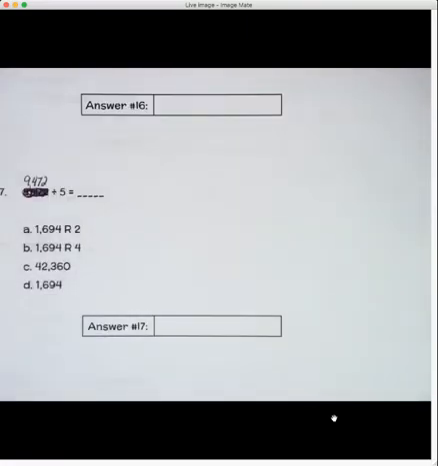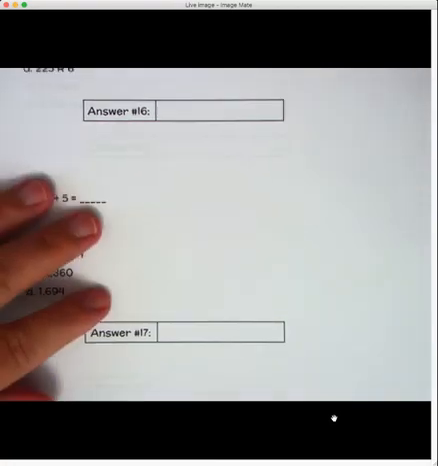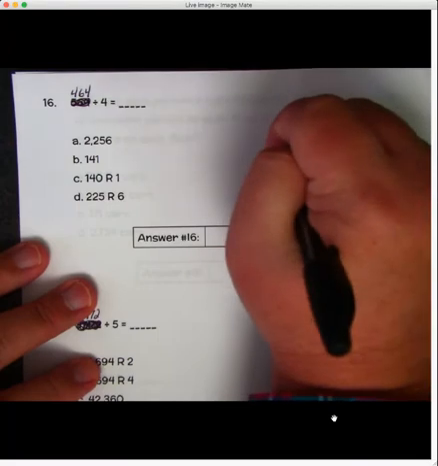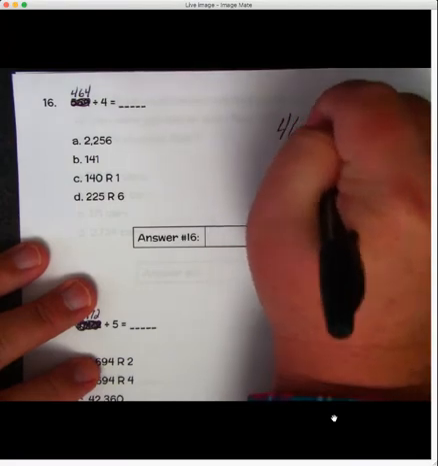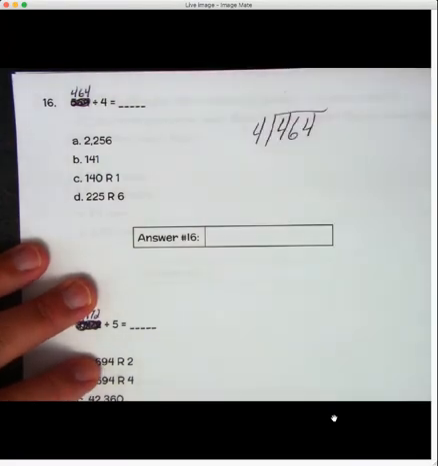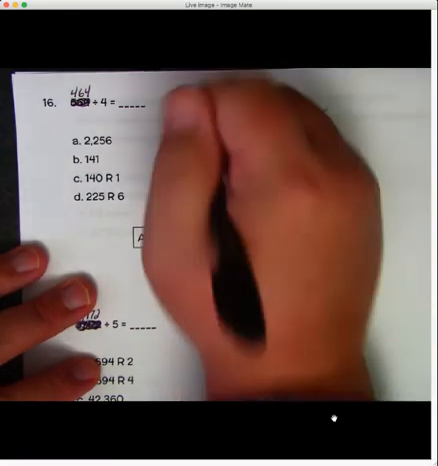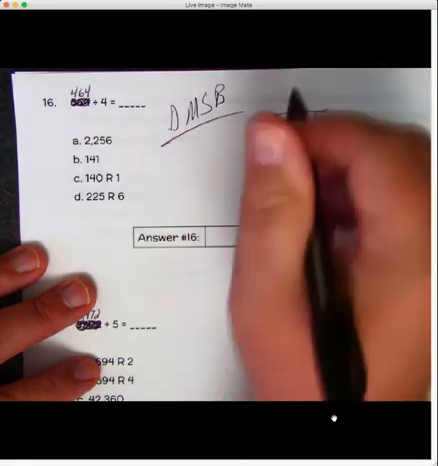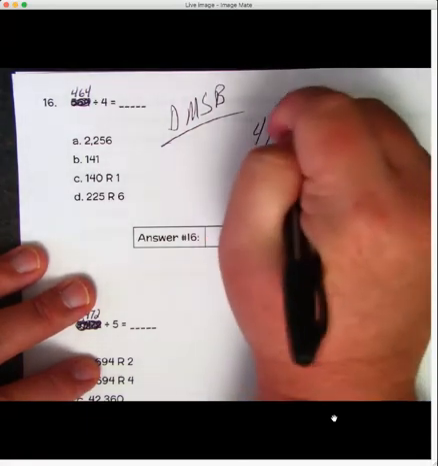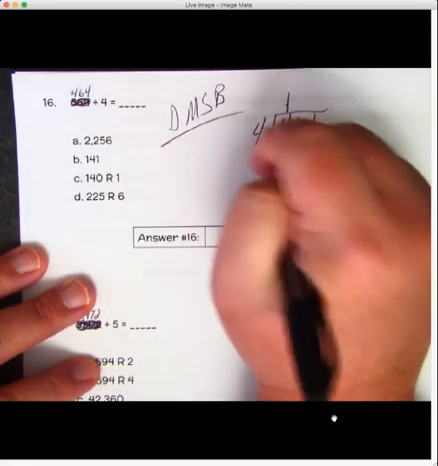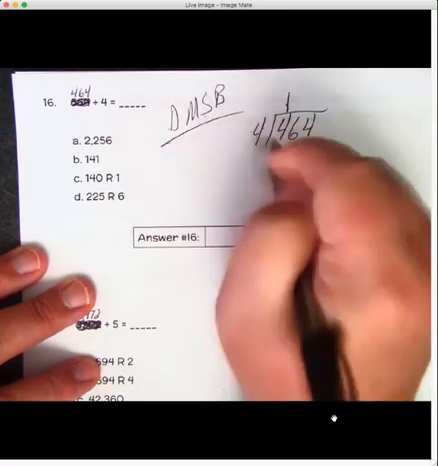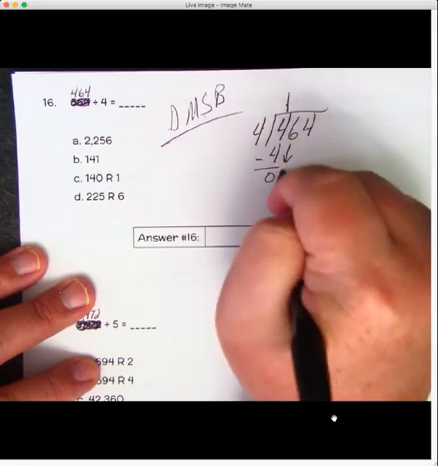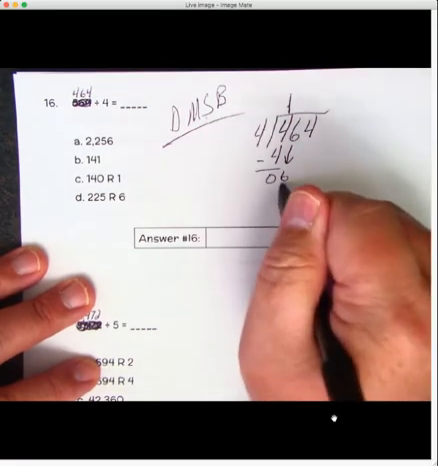All right, 16. We're moving on to the big division problems. 464 divided by 4. I'm going to write it out here and we're going to divide. Okay. Daddy, mama, sister, brother. Don't forget, we worked hard on this the last few weeks. 4 divided by 4 is 1. Mama, multiply. 1 times 4 is 4. Sister, subtract. 4 minus 4 is 0. Brother, bring down. Now we got 6 divided by 4.